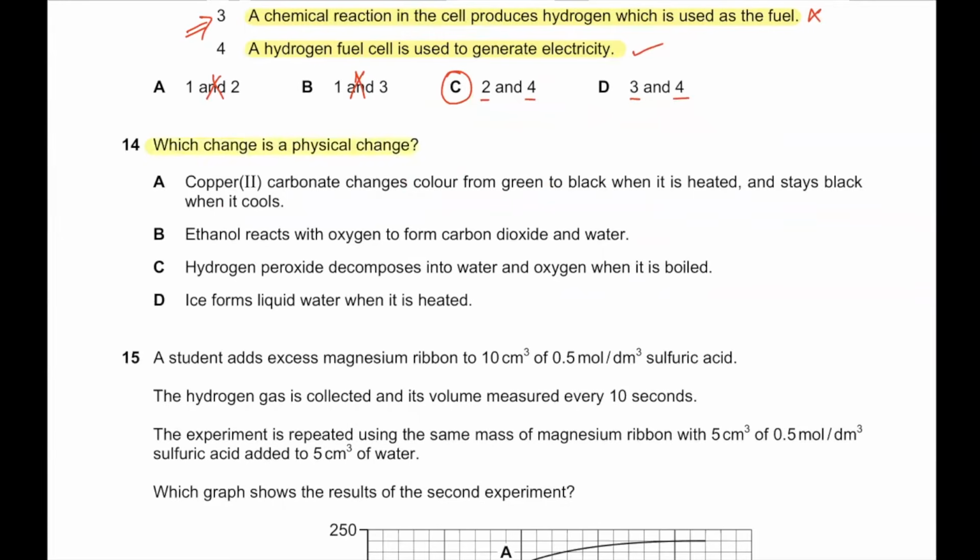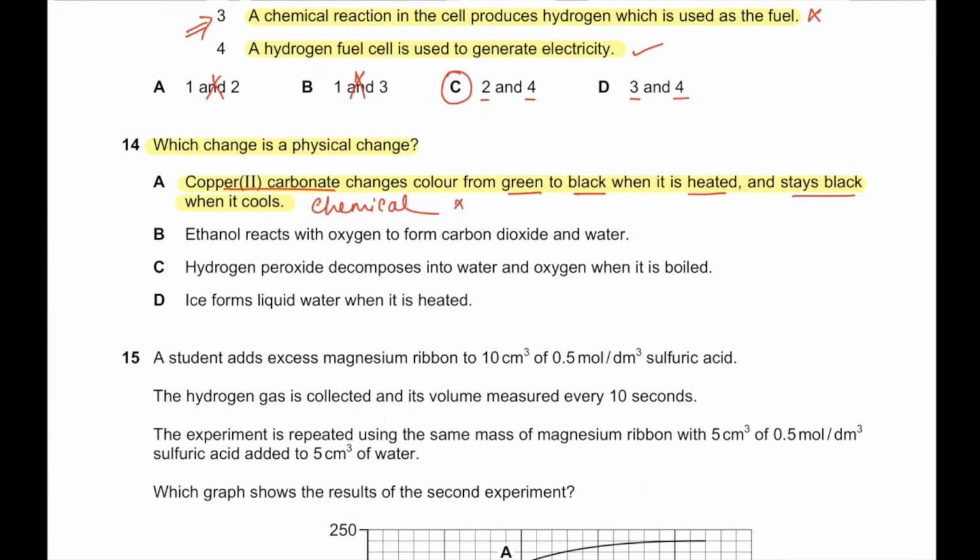Question number 14. Which change is a physical change? Copper carbonate changes color from green to black when it is heated and stays black when it is cold. Now, copper carbonate changing color from green to black when heated and staying black after it cools is a chemical change. So this is chemical.